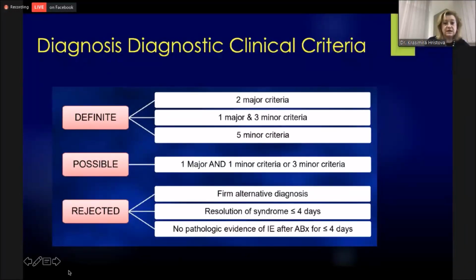For the clinical criteria, the diagnosis of infective endocarditis is definite when we have 2 major criteria, or 1 major and 3 minor criteria, or 5 minor criteria. It is possible when we have 1 major and 1 minor criterion, or 3 minor criteria. We reject the diagnosis when there is an alternative diagnosis, resolution of the syndrome in less than 4 days, or no pathological evidence of infective endocarditis after antibiotic treatment for less than 4 days.